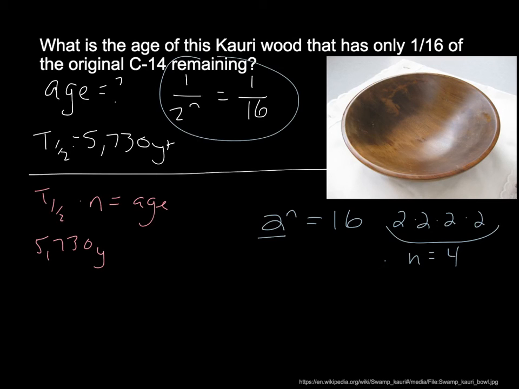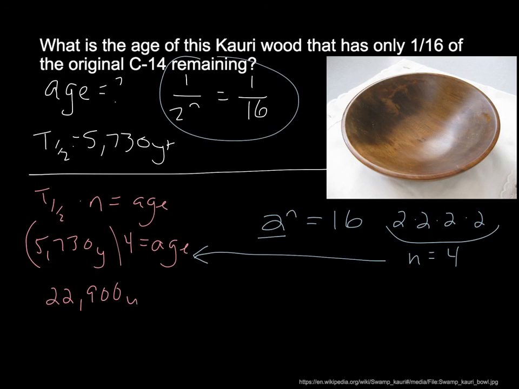So we're going to take that information and plug that into the equation that we first started with. So here we had the 5,730 years as our half-life, and now we know the n is 4, and that will allow us to solve for the age. So we're going to multiply 4 times 5,730, and that comes out to 22,900 years. And that will be the age of our bowl.